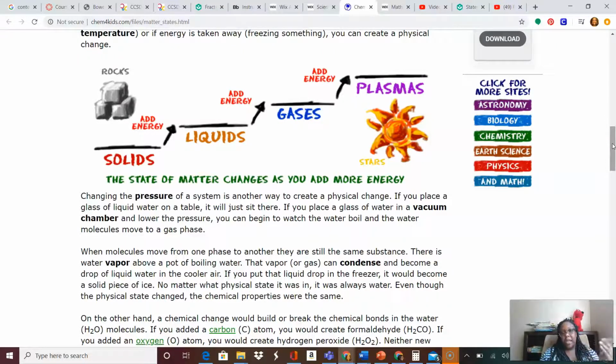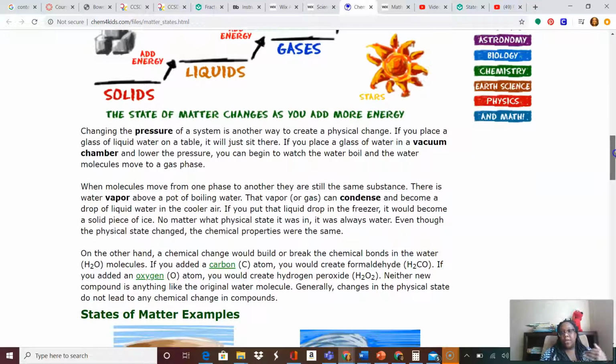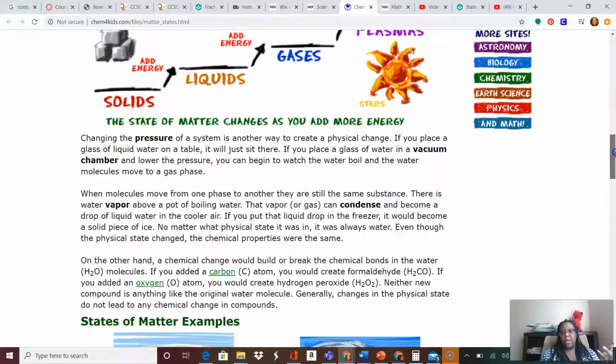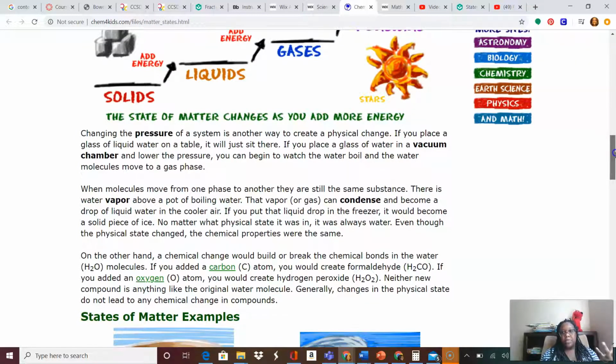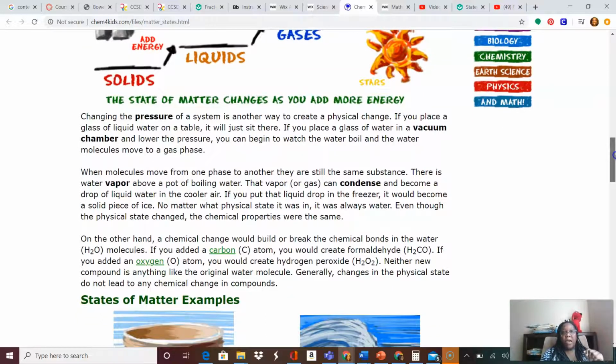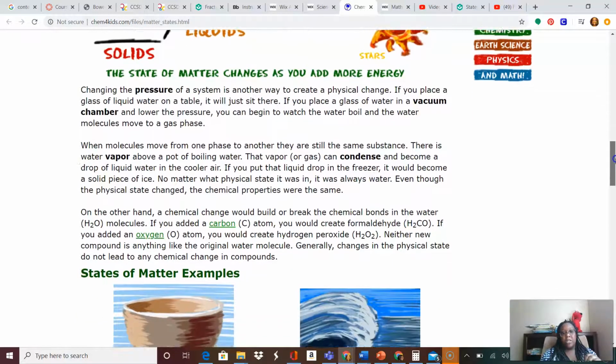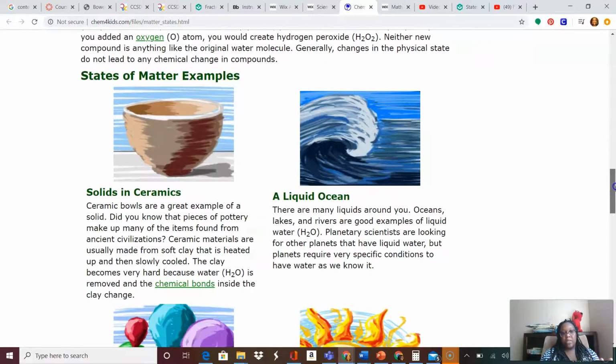But I figure, hey, we're at home, we have a little bit more time, we could spend a little bit of time just looking at plasma, because I love stars and I love things like the Aurora Borealis or the Northern Lights. That's plasma and it's awesome and beautiful. So the state of matter changes as you add more energy and so forth. So you're going to read these things, right?